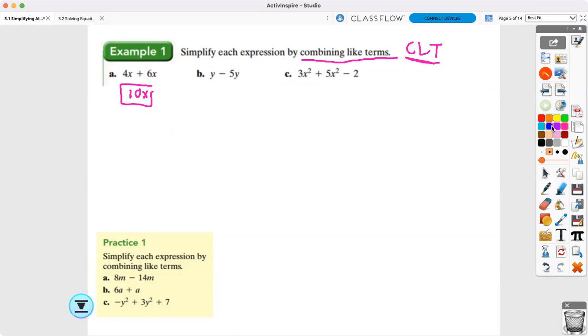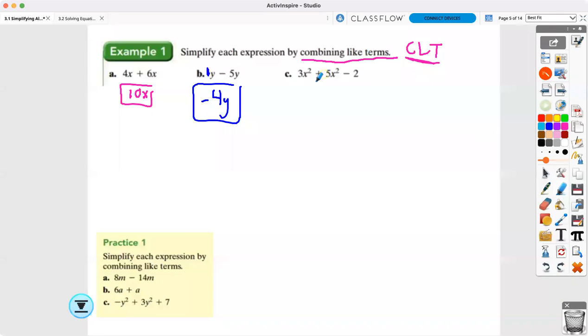Look at B, y minus 5y. Can someone please share what number is invisible in front of the first y that we do not see? 1, that's correct. And class, if you had $1 in your account and you spent 5 because it's minus 5, how much do you owe the bank? You'd be in the negatives, right? -4, thank you. And it'll be y. And we're done here.